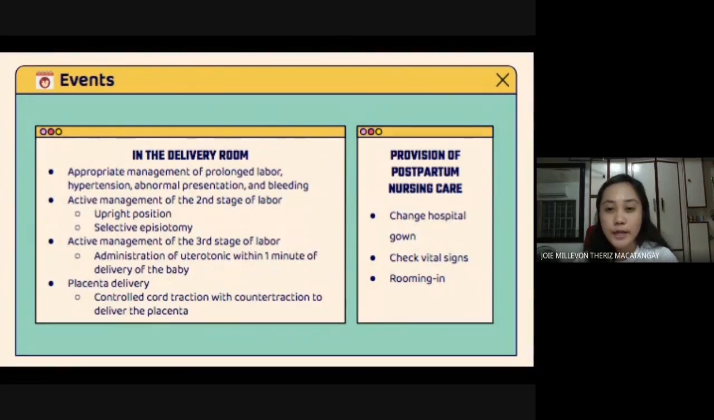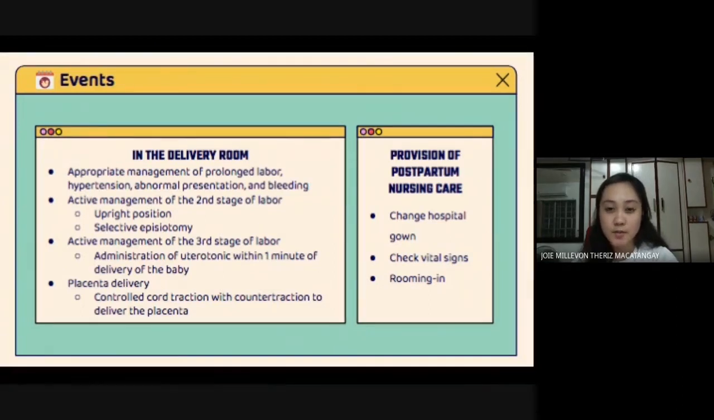So meron din po tayong uterotonics po like oxytocin, which enhances uterine contractions and prevents postpartum hemorrhage. Meron din po methergine, which is given after placental delivery to prevent bleeding. And next po is placenta delivery. So we use a controlled cord traction with counter traction to deliver the placenta. We make sure to pull the cord gently in a rotating movement to prevent uterine inversion and to deliver the placenta completely. So next po, provision of postpartum nursing care.